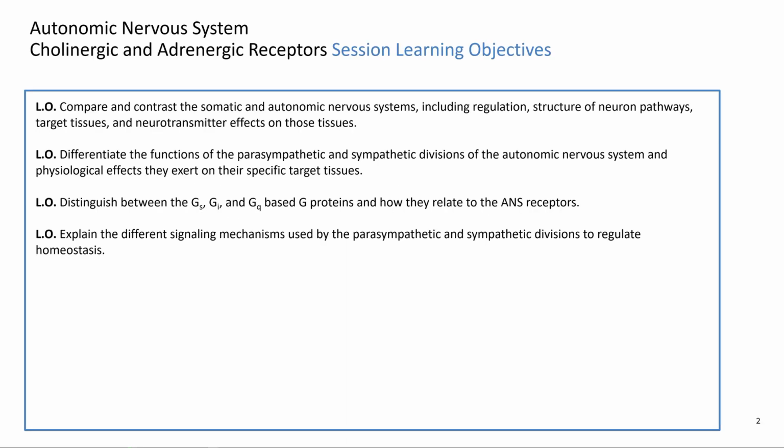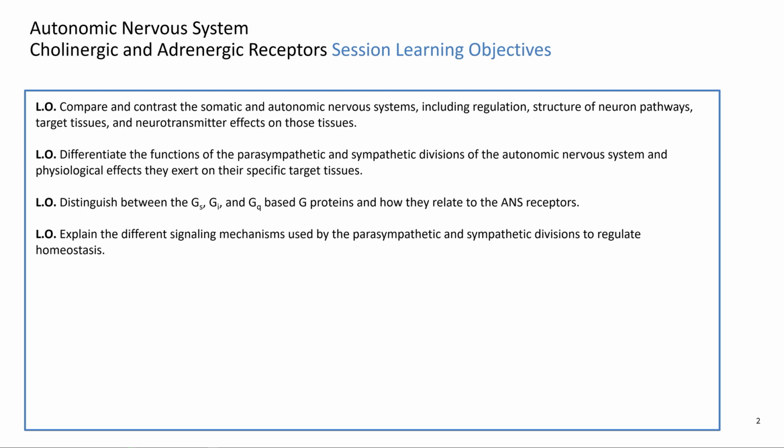In this session, we will cover the following learning objectives: define some key terms, compare and contrast chemical and electrical synapses, explain the general role of calcium in neurotransmitter release, compare and contrast the general functions of parasympathetic and sympathetic divisions of the autonomic nervous system, distinguish between the G sub S, G sub I, G sub Q G proteins, and how they relate to the ANS receptors.